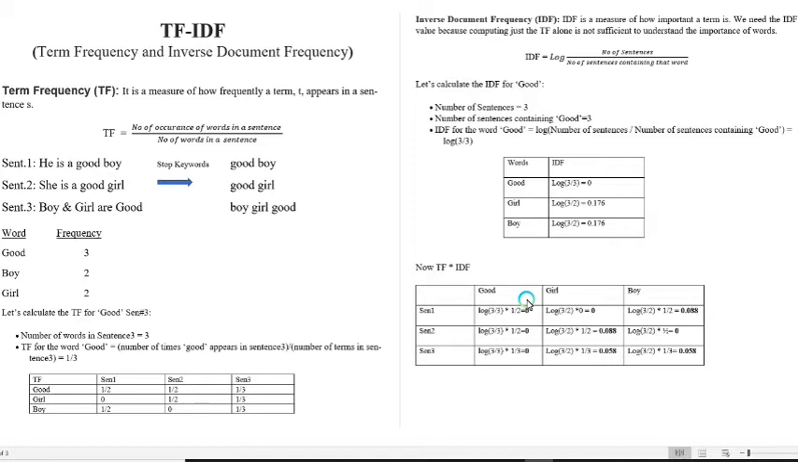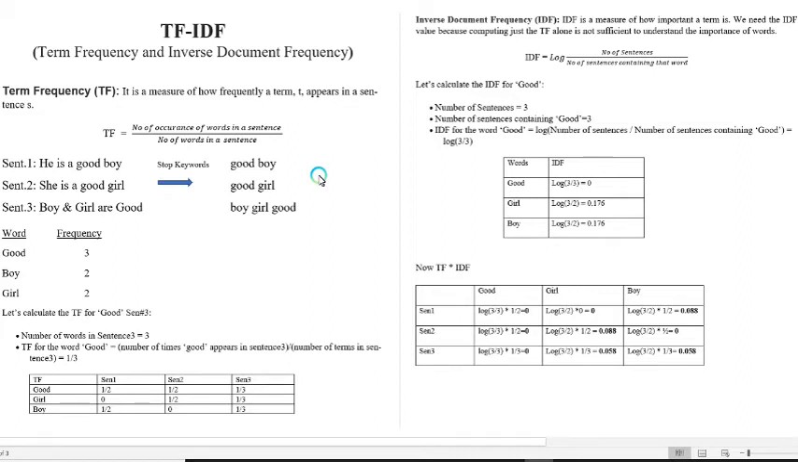So let's consider an example of three sentences. Here we have sentence 1, sentence 2, and sentence 3. Sentence 1 is "he is a good boy", sentence 2 is "she is a good girl", and sentence 3 is "boy and girl are good". If we apply stop words removal here, as we already know that Python has a library for removing the stop words of sentences, the words like he, is, a will get removed. That means the words which have less importance compared to the other words will get removed, and finally we'll get this as our processed text.